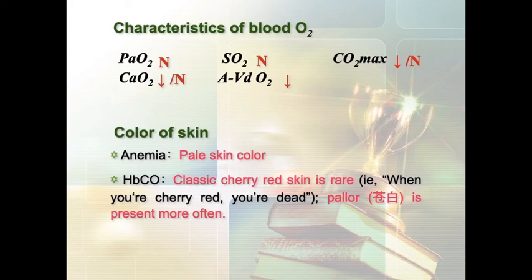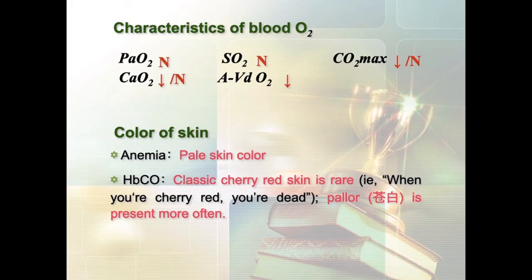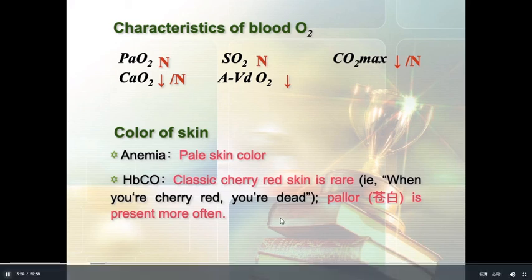Color of skin. For anemia, we are very familiar. Everyone knows anemic patients look pale, so they have pale skin color. And hemoglobin that is combined with carbon monoxide, or carboxyhemoglobin, its classic cherry red skin is very rare, even though the classic color is supposed to be cherry red. That's why there is a saying, when you're cherry red, you're dead. Because of, yes, carbon monoxide poisoning.